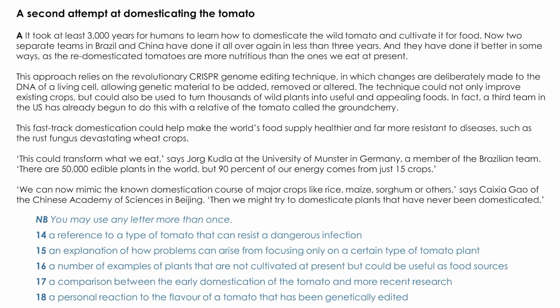Let's continue. I found this bit at the very beginning. It took at least 3,000 years for humans to learn how to domesticate the wild tomato and cultivate it for food. Now, two separate teams in Brazil and China have done it all over again in less than 3 years. And they have done it better in some ways. This is question 17, a comparison between the early domestication of the tomato and more recent research.